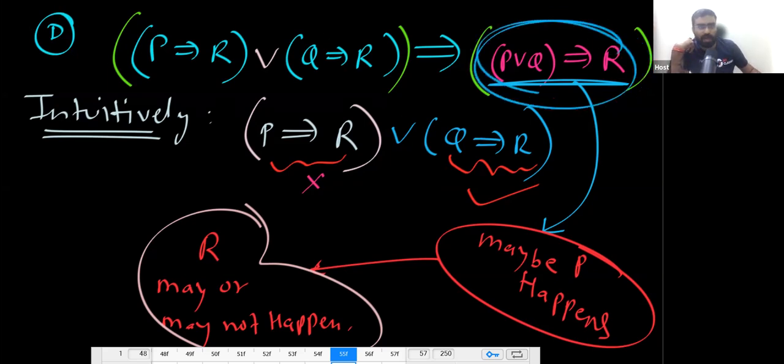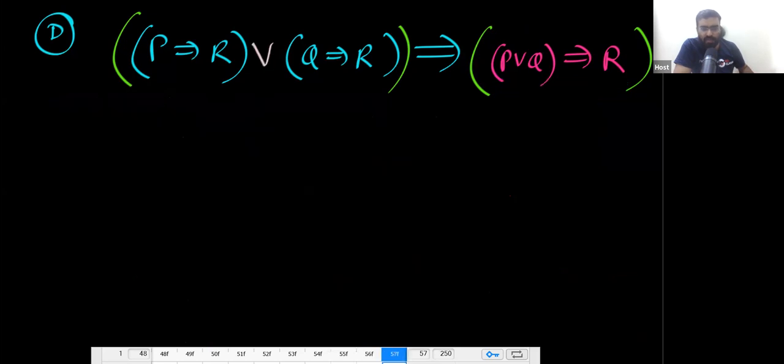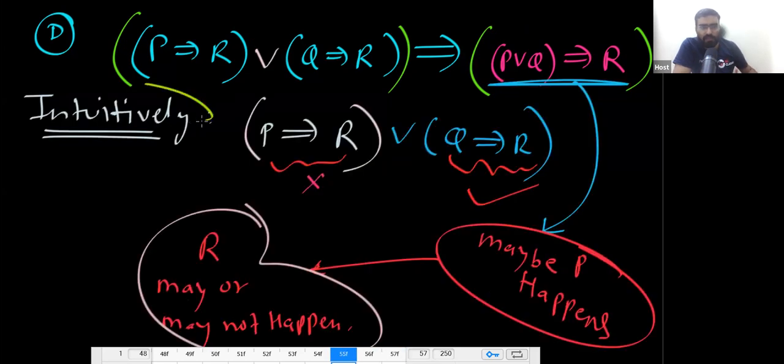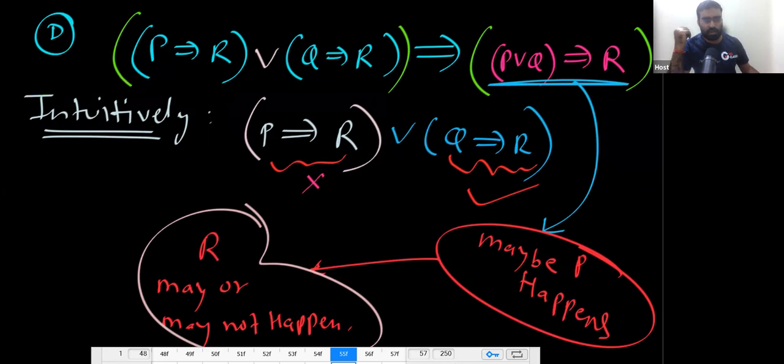Now this is saying that if one of them happens, then R will happen. This is false. Why? Because maybe P will happen, and if P happens, then you cannot say R will happen. This is the intuitive method. If you understood this, then very good. If you did not understand, do not worry about it.